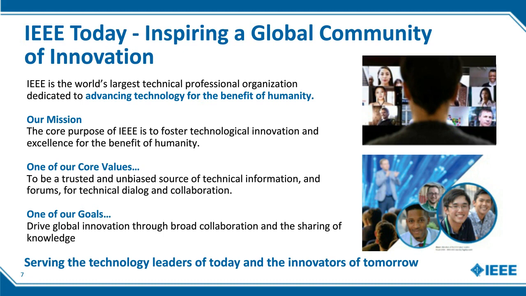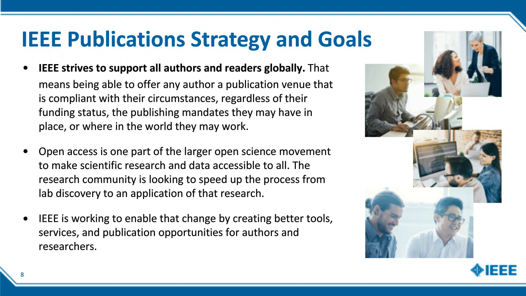So with those core values and goals in mind, it makes sense that IEEE would strive to support all of our authors in sharing their research and sharing that knowledge with readers globally. That means that we're able to offer any author a publication venue that's compliant with their circumstances, regardless of their funding status, any publishing mandates they may have, or where in the world they might work. And open access is one part of that larger open science movement to make scientific research and data accessible to all. IEEE is working to enable that change to create better tools and publication opportunities for authors and researchers.